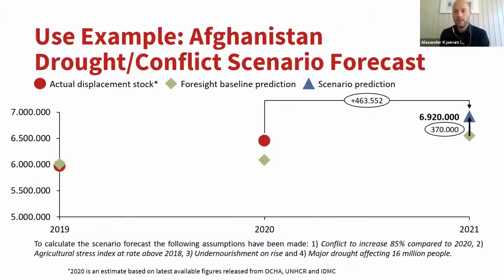Another example is for these more scenario-based forecasts, where we made an analysis of Afghanistan. We got reports of potential drought and increased conflict in Afghanistan, so we tried to look at what this would mean. We made some assumptions about how the context will unfold in Afghanistan, and based on that, we came up with a new forecast which suggested that almost 500,000 more people would be displaced in 2021 compared to 2020 numbers.